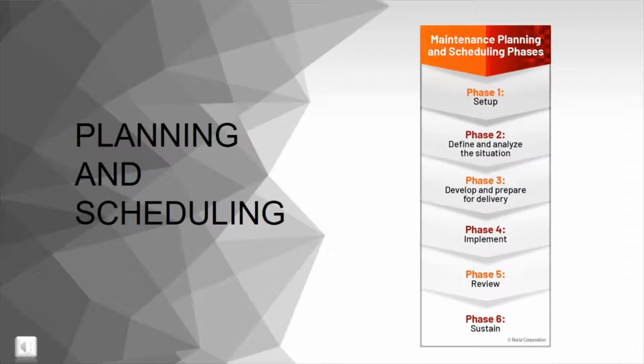Phase 3, develop and prepare for delivery. Phase 3 involves planners and supervisors working to establish supporting documentation and process maps, as well as defining in detail new processes, roles, and responsibilities. Phase 4, implement. Once everything is in place, it is time to roll out the new maintenance planning and scheduling process.